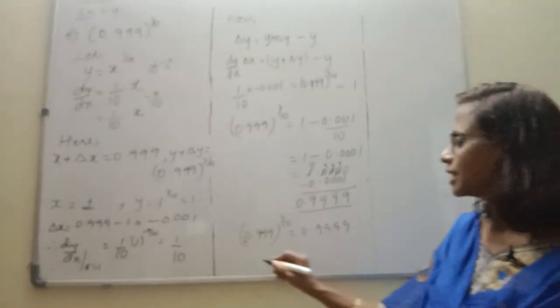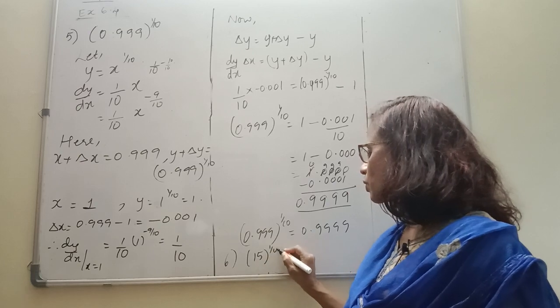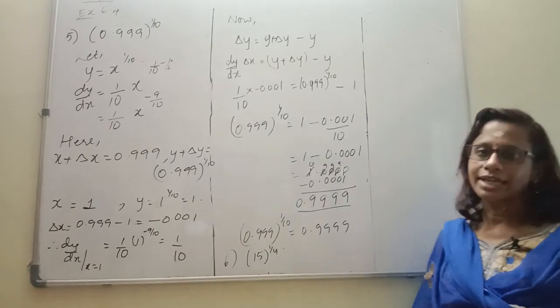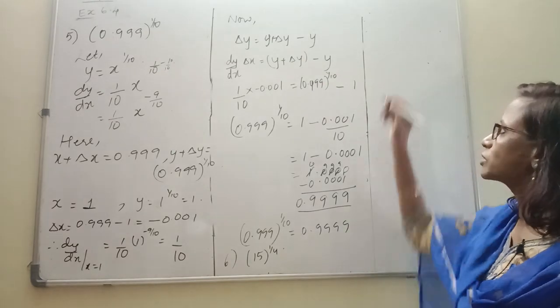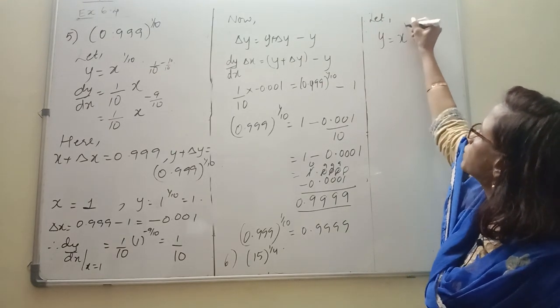Let's see how it is. The sixth one is also 15 raised to 1 by 4. So that allows us to get the x and y and all. That definition is quite easy. Let y be x raised to 1 by 4.